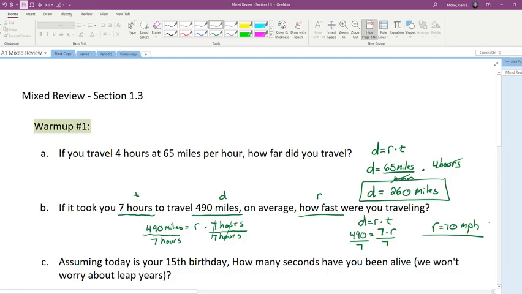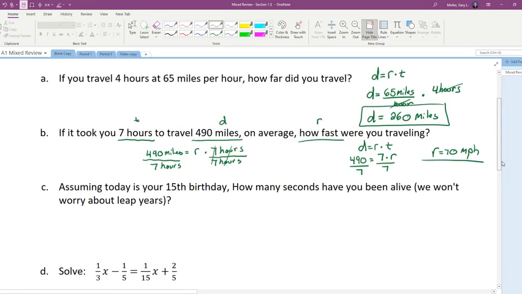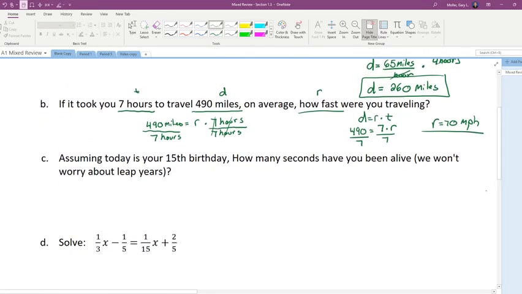All right, we go to part C. All right, this time we're doing something a little bit different. I want you to think about how you would go about finding out if today, let's say, is your 15th birthday, how many seconds have you been alive? We won't worry about leap years, and then we won't worry necessarily about what time of day you were born. Let's just say it was the second you start calculating it.